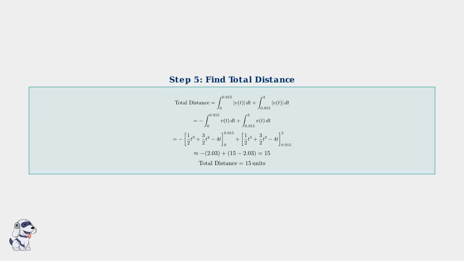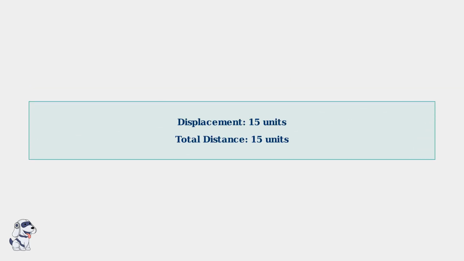Since velocity is negative from 0 to 0.915 and positive from 0.915 to 3, total distance equals 15 units, the same as displacement in this case. In summary, both displacement and total distance are 15 units for this problem.